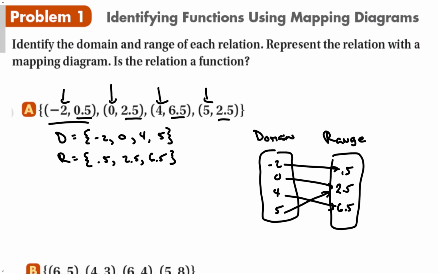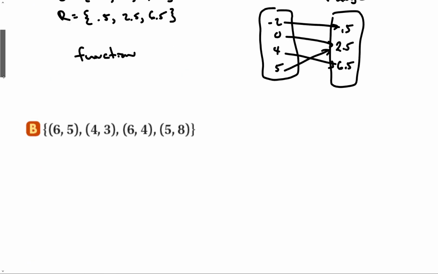So from this map, I see that each element in the domain goes to one element of the range. All the x's are different. If I look at my values here, yes, the y's are the same. Both of these points have 2.5, but 0 is only mapped to one number. This is a function. That relation is a function.